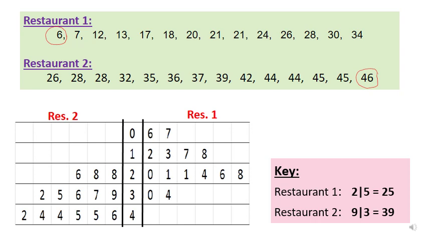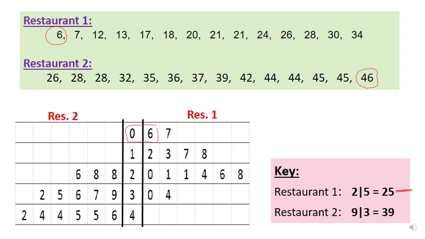Okay, so we're not using decimals, we're using tens and ones. So our stem is tens. So for restaurant 1, something like this: 0 tens, 6 ones, just the number 6. Okay, so restaurant 1, a 2, a vertical line, and a 5 would be 25, for example.